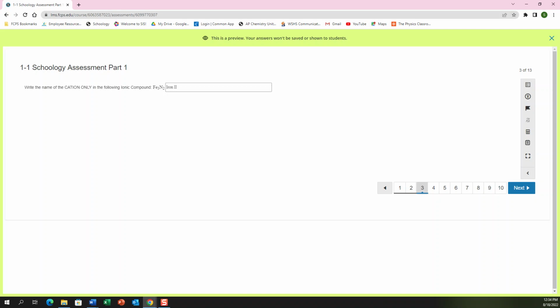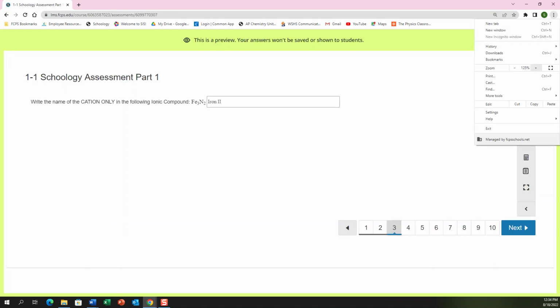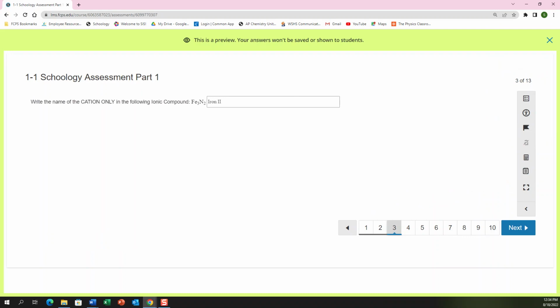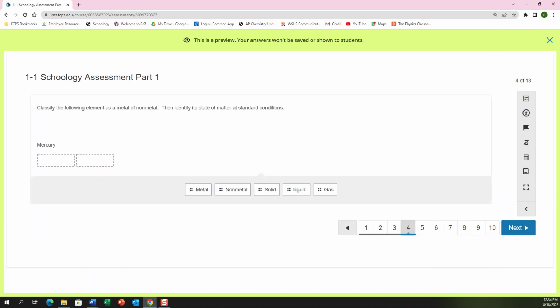Let me see if I can make this a little bit bigger while I'm explaining this stuff. Yeah, that'll work. All right, right there. Okay, so let's keep on rolling. All right, classify the following element as a metal or non-metal, and then identify its state of matter at standard conditions. So mercury is a metal, but we remember it is a liquid. It's the one liquid metal that we have at standard conditions.